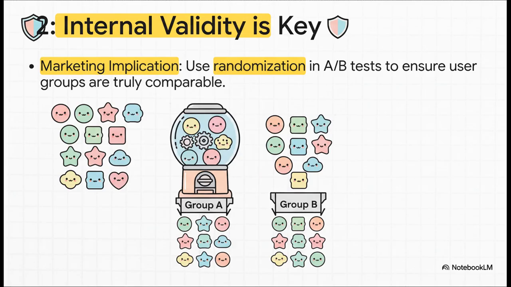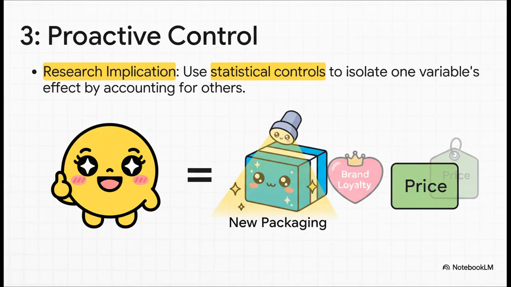All right, number 2. Internal validity is everything. Let's talk marketing. If you're A/B testing a new feature on your website, you have got to use randomization to put users into Group A or Group B. That's the only way you can be sure you're actually comparing apples to apples and that some hidden demographic isn't messing up your results.